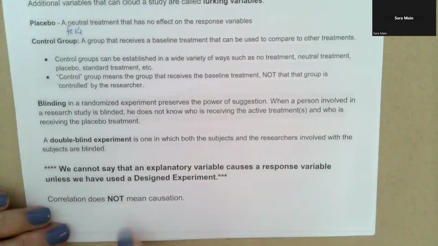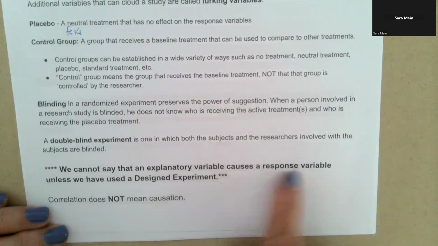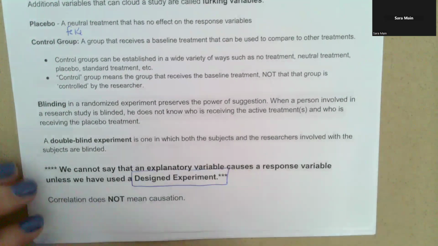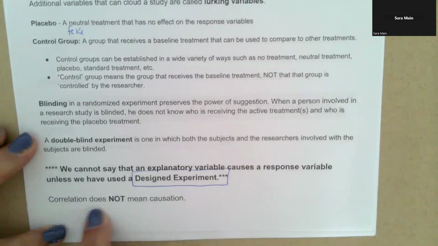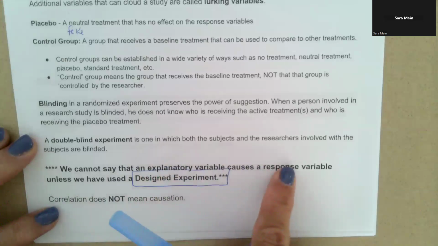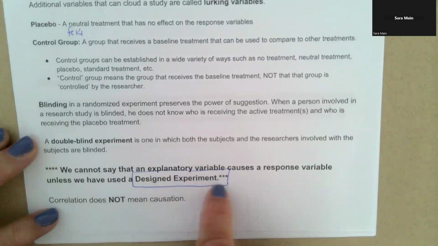Okay. So the only way that we can say that the explanatory variable causes the response variable is if you have a designed experiment. If it is an observational study, you cannot say that. So that's where you might have heard the term correlation does not mean causation. And that is true. We might see some correlation, some relationship in our data between the explanatory variable and the response variable, but it does not mean causation unless you have performed a designed experiment. Let's look at a few examples.